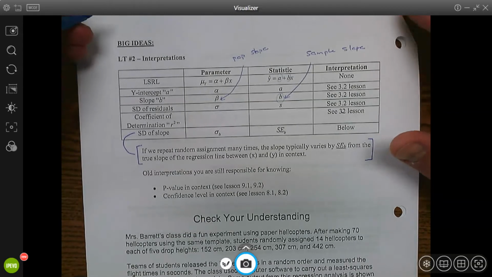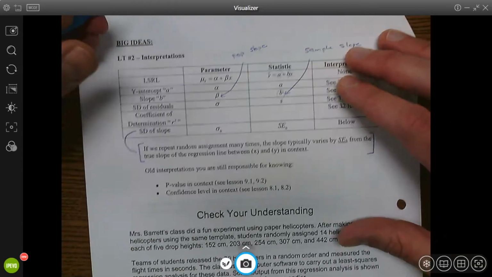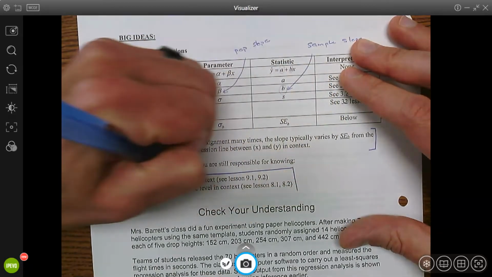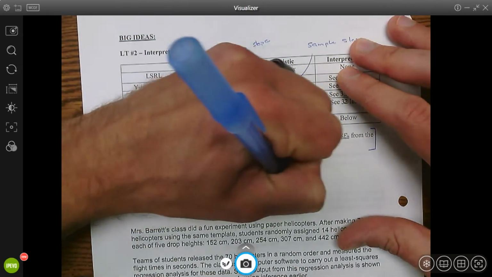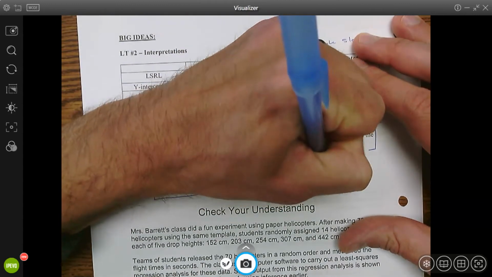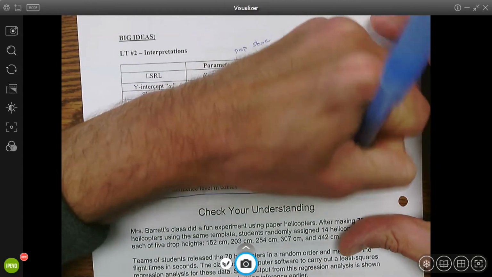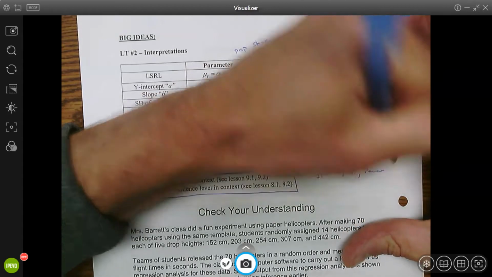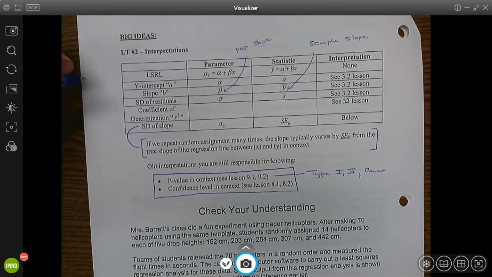I just want to mention other interpretations that you still need to know are p-value in context, confidence level in context. While I'm thinking about it, type 1 and type 2 errors, and power. They could ask any of those follow-up questions for a test.